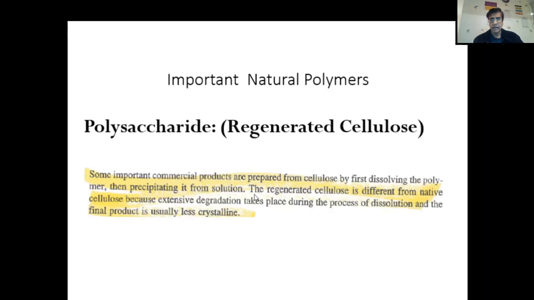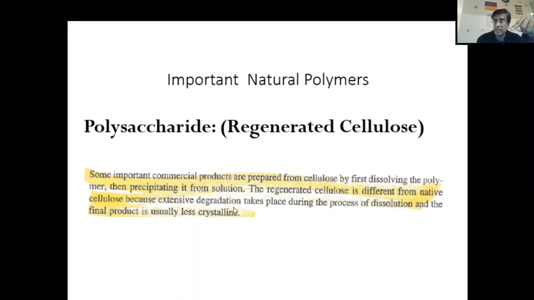Okay, now let's talk about regenerated cellulose. How is regenerated cellulose prepared? In the next few slides I will teach you how regenerated cellulose can be produced. As we mentioned, regenerated cellulose is different from native cellulose because extensive degradation takes place during the process of dissolution. We take the cellulose and put it into alkali and some other chemicals, and after that you leave it to age for some period of time, and during that process the chains start to break and cleavage takes place. That is why it is called extensive degradation.